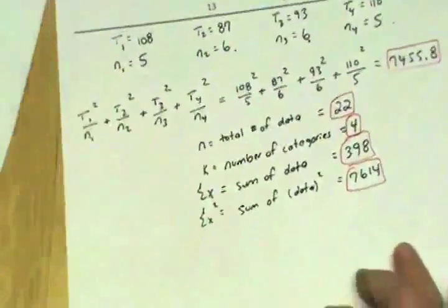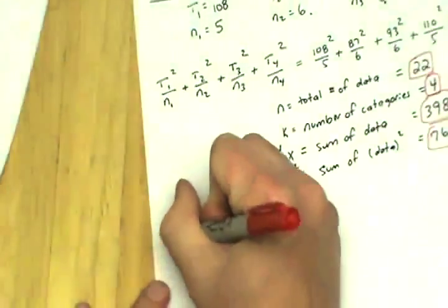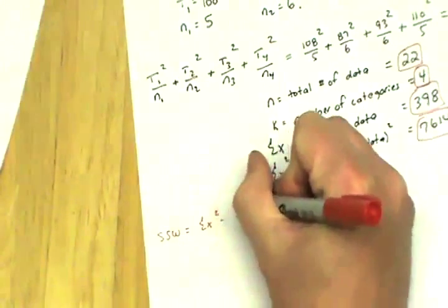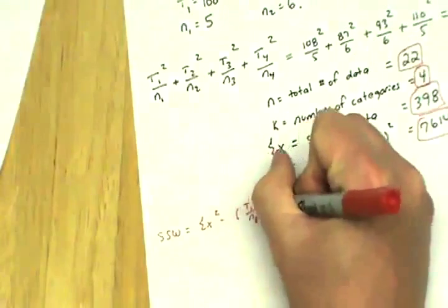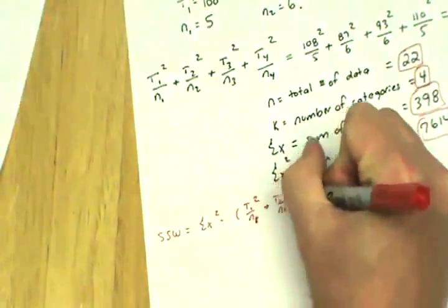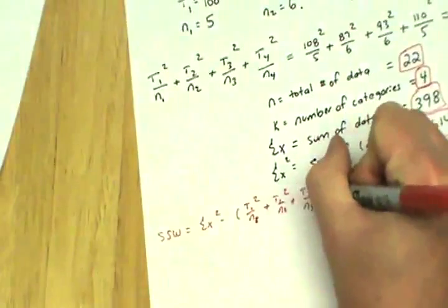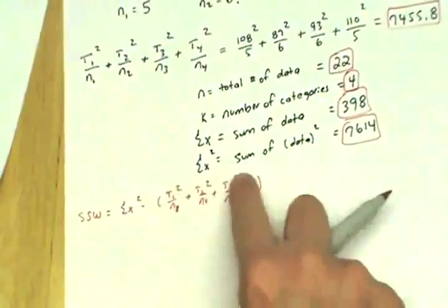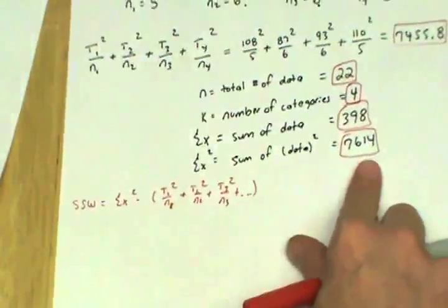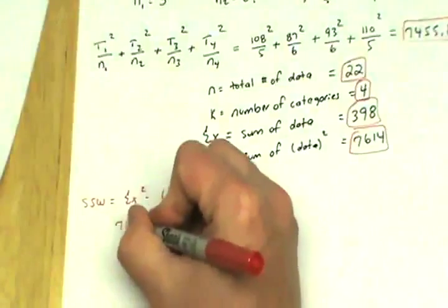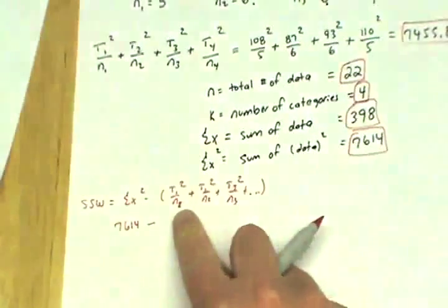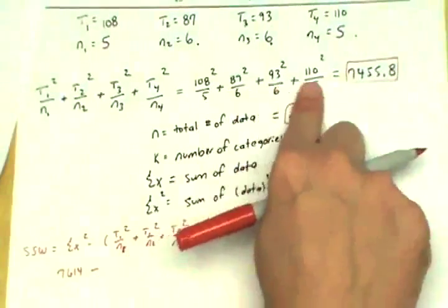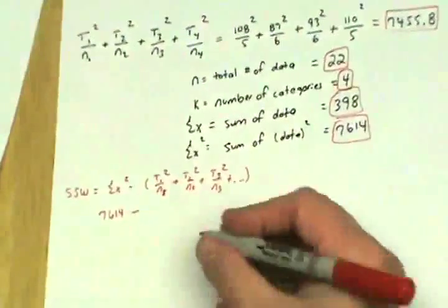SSW asks us to take the summation of x squared, subtract t1 squared over n1, plus t2 squared over n2, plus t3 squared over n3, plus dot dot dot. The summation of x squared we just found a second ago, that's 7,614. We're going to subtract all of these t squareds, which we found up here, and that's 7455.8.